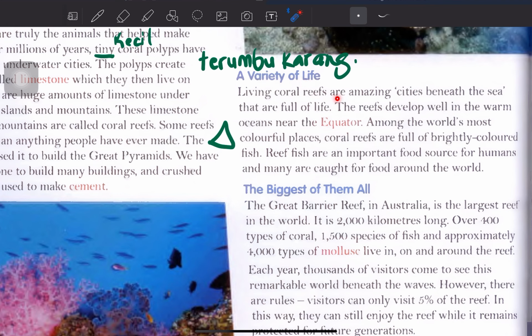Living coral reefs are amazing cities beneath the sea that are full of life. The reefs develop well in the warm oceans near the equator. Apa tu air yang suam? Among the world's most colorful places, coral reefs are full of brightly colored fish. Reef fish are an important food source for humans, and many are caught for food around the world.